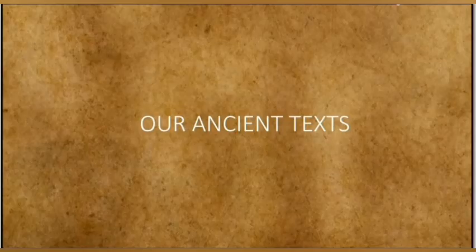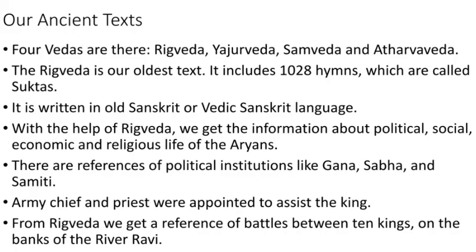Ancient texts. 4 Vedas are there. How many? 4. Which are they? Rig Veda, Yajur Veda, Samveda and Atharva Veda. Which is the oldest Veda? The Rig Veda is our oldest text. It includes 1028 hymns, that means shloka, which are called suktas. It is written in Old Sanskrit or Vedic Sanskrit language.